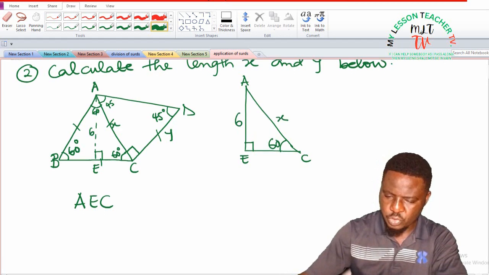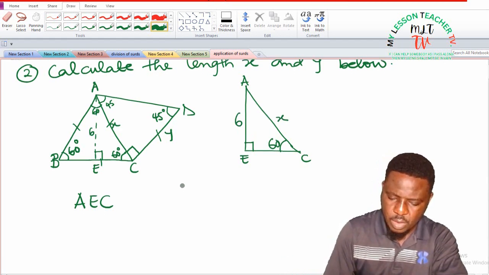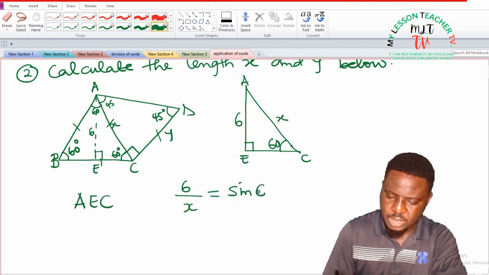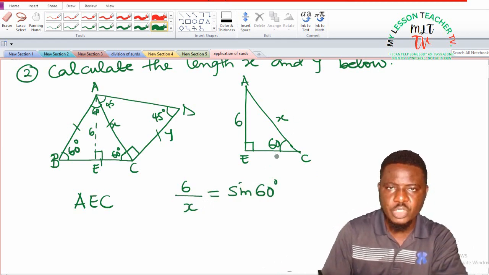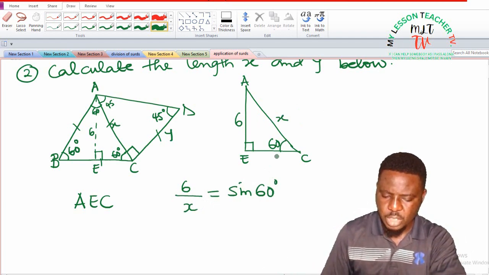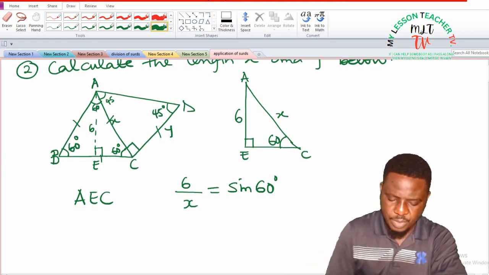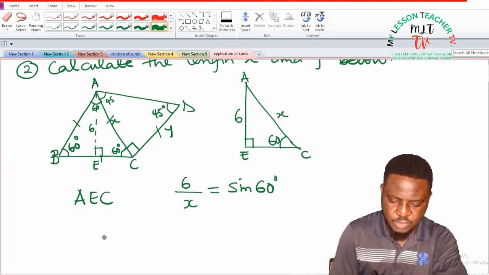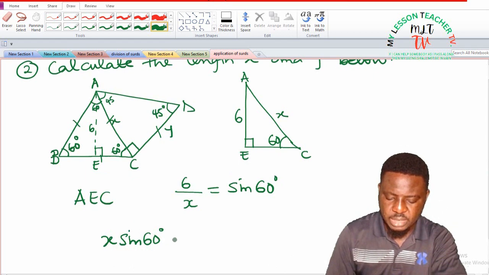Now, with the application of trig ratios, we have it that 6, which is the opposite side to angle 60 degrees, 6 divided by X will be equal to sine 60 degrees, because this is the opposite to the angle and this is the hypotenuse, where the ratio of opposite to the hypotenuse side is said to be the sine of angle 60 degrees. So I'm going to make X the subject of the formula, where we cross multiply. That gives us X sine 60 degrees is equal to 6.